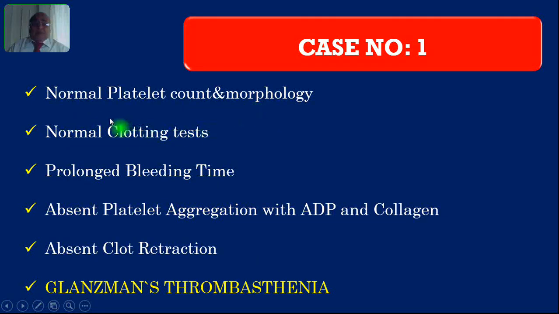So this patient has a normal platelet count and morphology, and normal clotting tests. The only problem is the prolonged bleeding time. He also has absent platelet aggregation with both ADP and collagen, and absent clot retraction. So this is a case of a congenital inherited platelet problem known as Glanzmann's thrombasthenia.